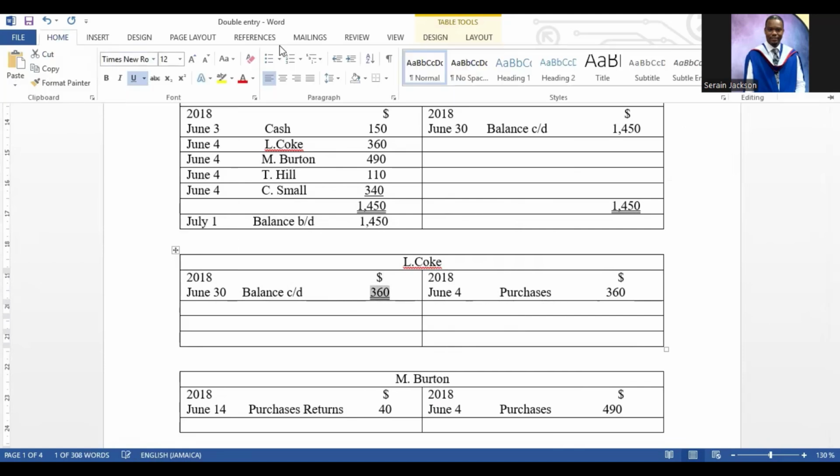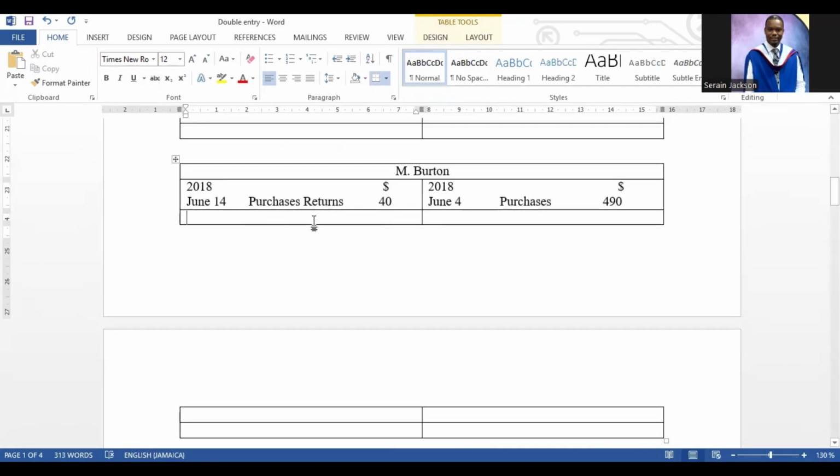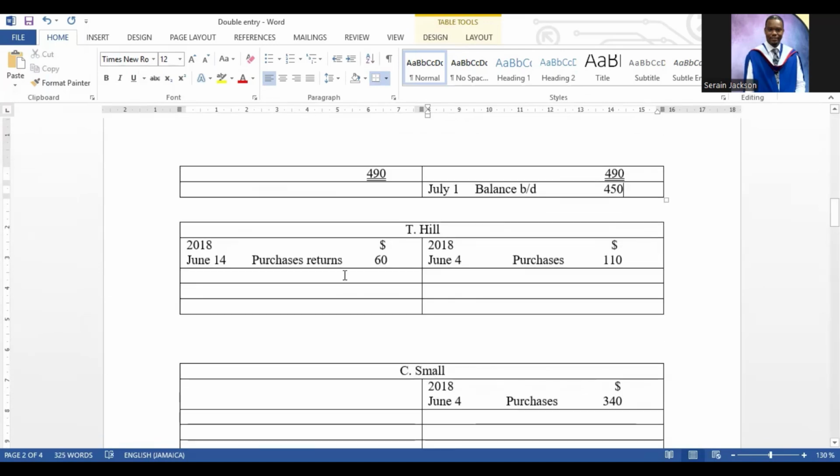L Cook, who is a creditor, right? A creditor's account normally carries a credit balance. So the information that is in L Cook and Burton, all these guys, their accounts will carry a credit balance, which means that the balance brought down is going to be on the credit side.